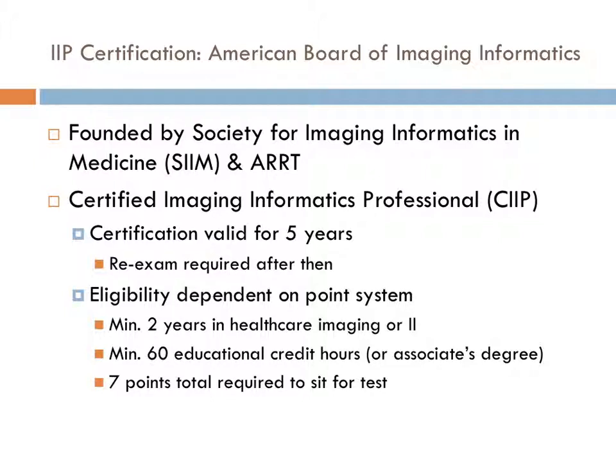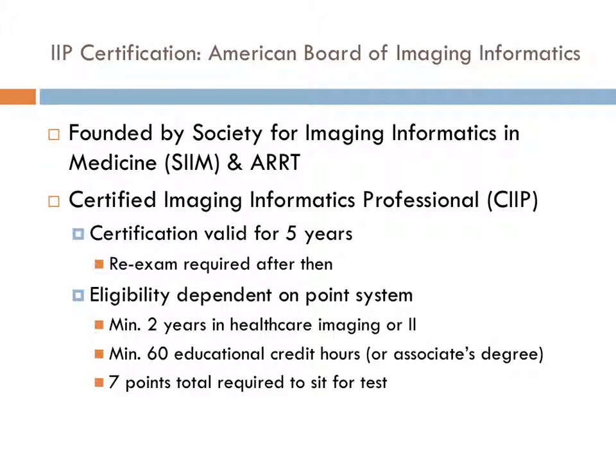You can be credited 1 point for every 12 months of work experience in healthcare imaging or imaging informatics. Additional points for your level of education are added. So 2 points for an associate's degree, 4 points for a bachelor's degree, and a graduate degree is worth 5 points. The maximum number you can count towards the 7 points for education is the 5 points.